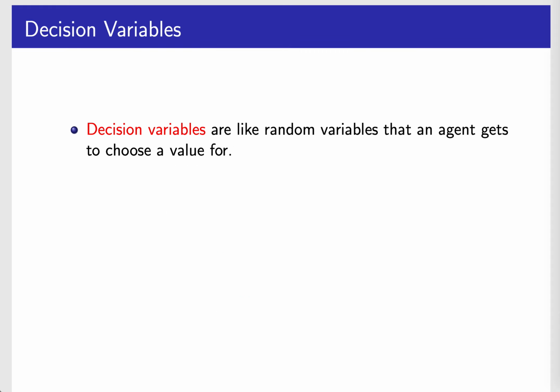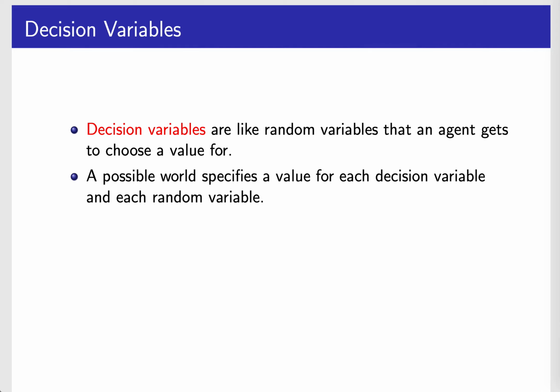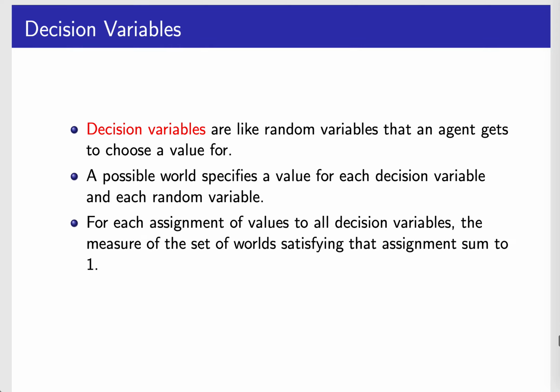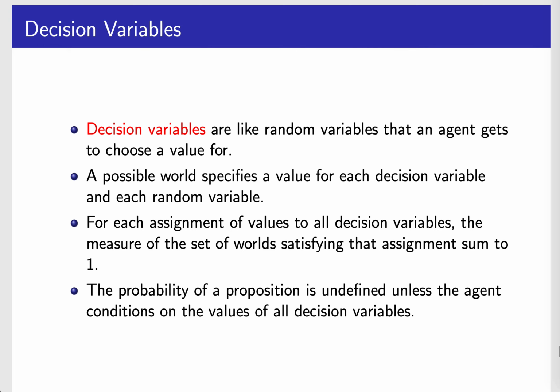Okay. So now we're going to introduce decision variables as well as random variables. So decision variables are like random variables, but the agent gets to choose a value for. And a possible world is going to be a value for each decision variable and each random variable. And for each assignment of values to all decision variables, the measure of the set of possible worlds satisfying that assignment sums to 1. And the probability of a proposition is now going to be undefined unless the agent conditions on the values of all decision variables. So I'm not going to ask what's the probability of me doing something when I get to choose it, because I get to choose what I'm going to do. It's only when the agent's chosen what it's doing that we end up having a probability distribution.